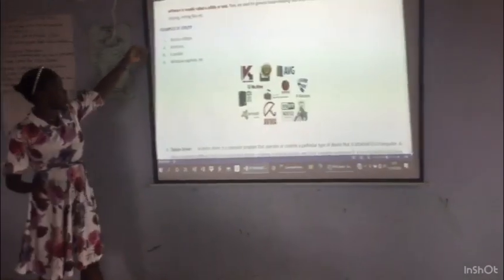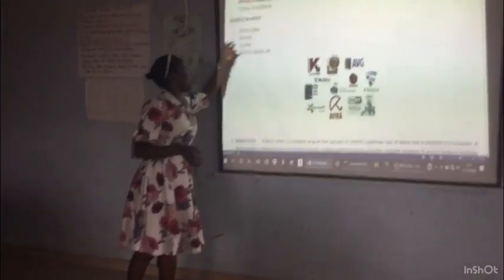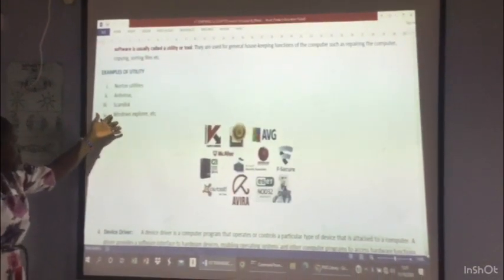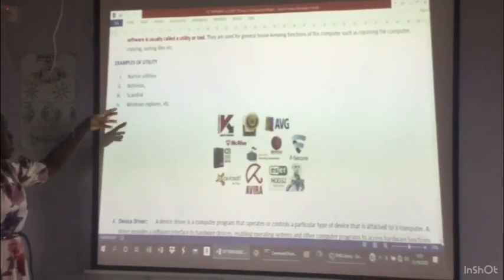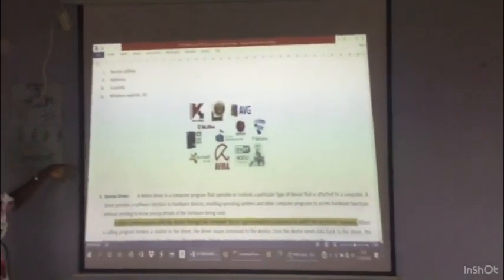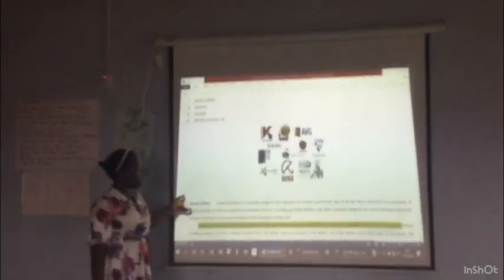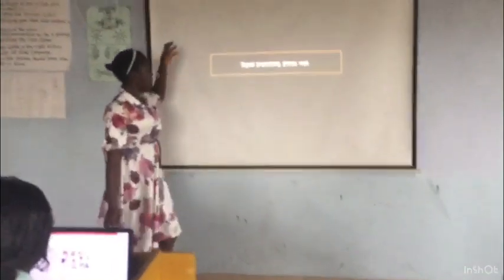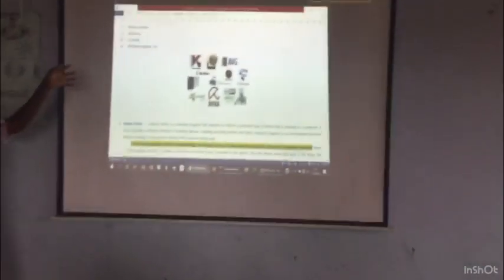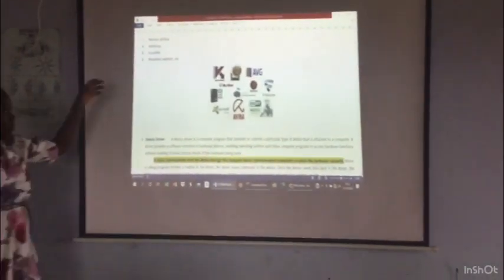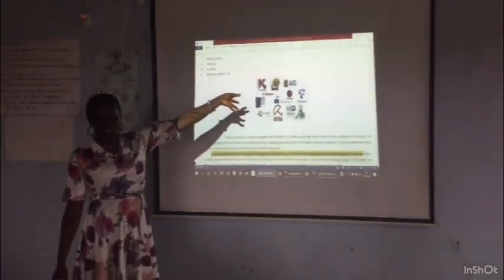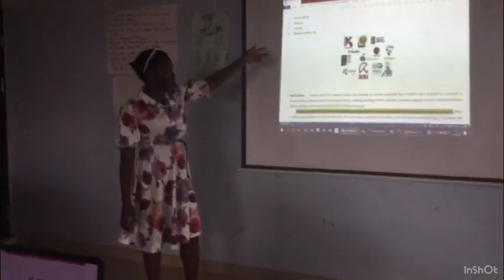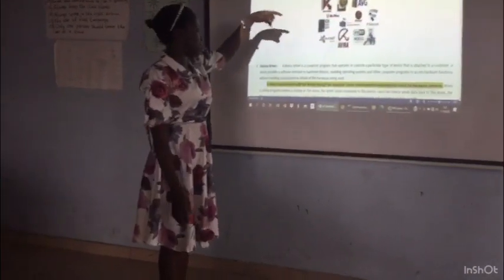Now, we have examples of the utility. What are these examples? We have the Norton utility, we have the antivirus, we have the standards, and we have the Windows Explorer. We also have the device driver. These examples, from what we have on the board, are examples of the utilities, which are things that can be used in repairing the computer software where there is need.